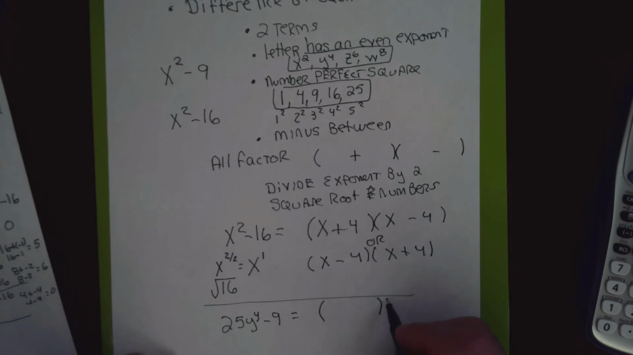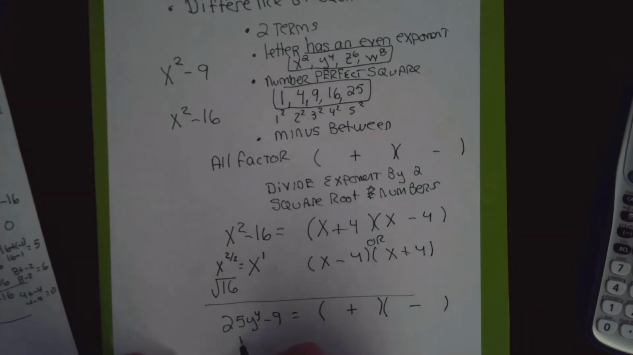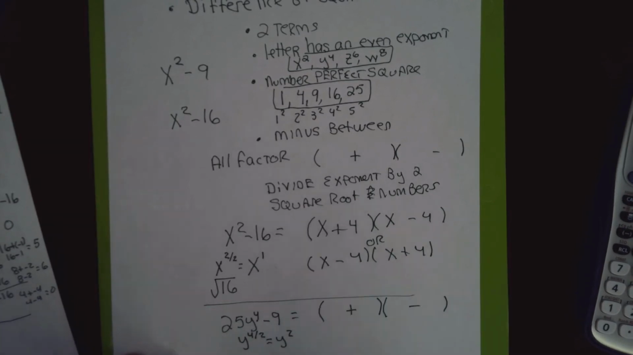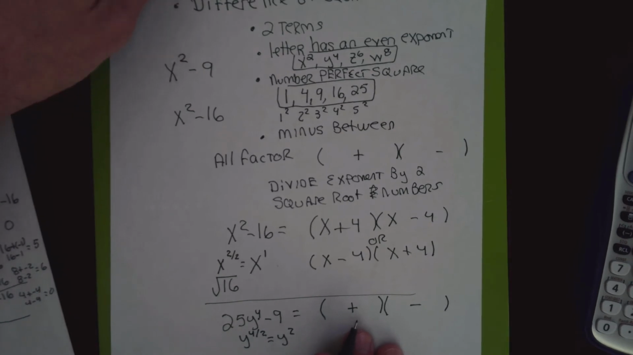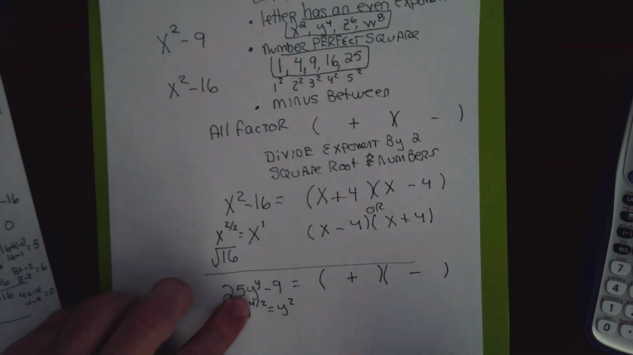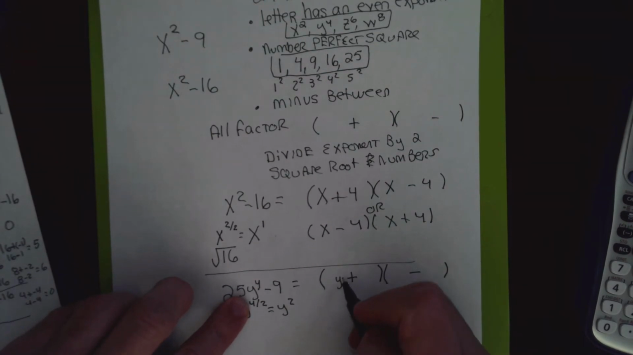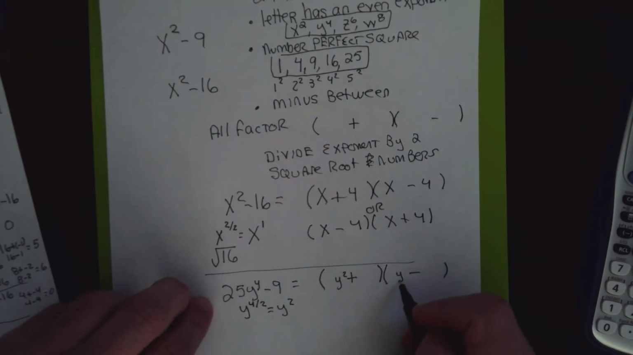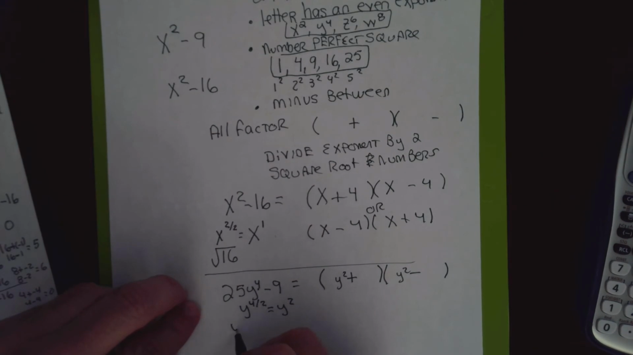I create two parentheses. One parenthesis has a plus, the other has a minus. Any letter, I divide its exponent by 2. And so the y has an exponent of 4. Its exponent in the parentheses is going to be 2, and it's going to lead off the parentheses because the y leads off the problem. And any numbers, I'm going to square root. I'm going to square root 25, and I'm going to square root 9.